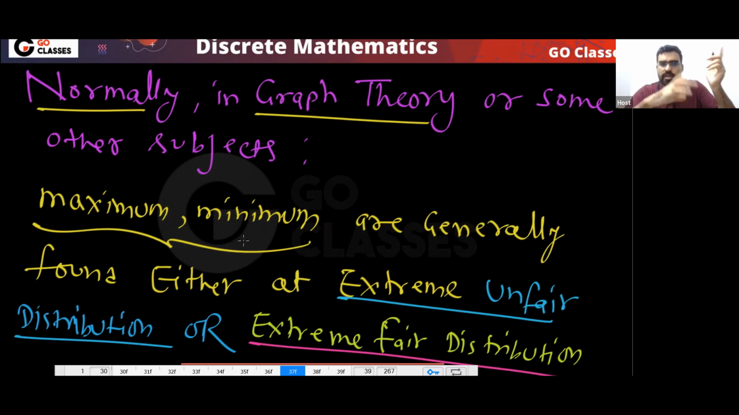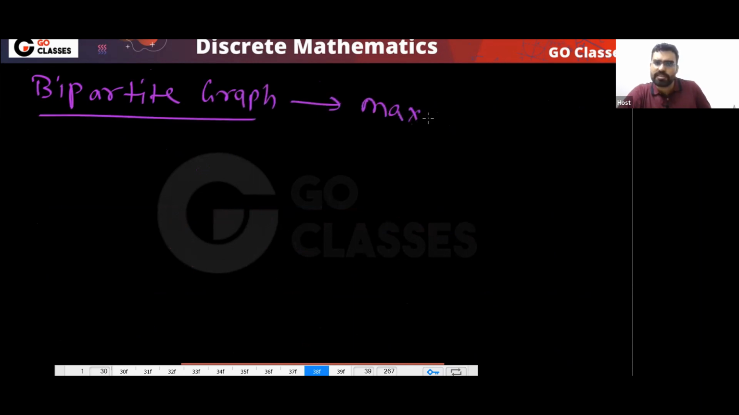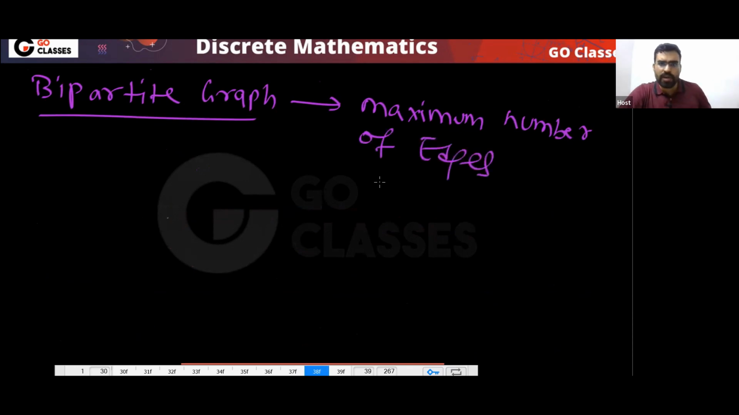But in graph theory, operating system, DBMS, TOC, theory of computation, if you solve these questions, mostly this will happen. Either you do extreme unfair distribution or you do extreme fair distribution. So for example, for a bipartite graph giving the maximum number of edges: if you want to find the maximum number of edges, you can check these possibilities.